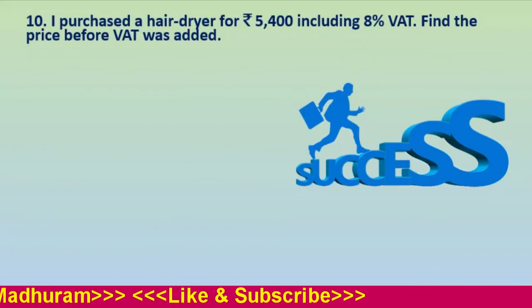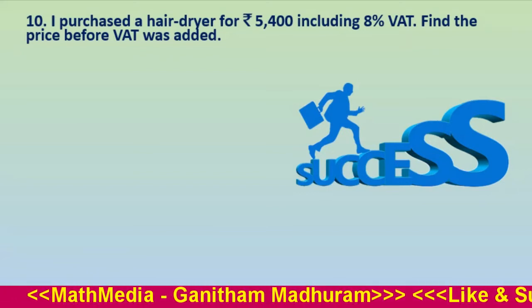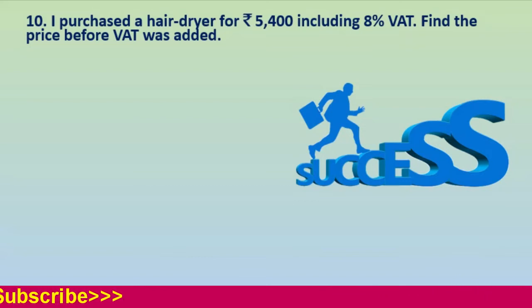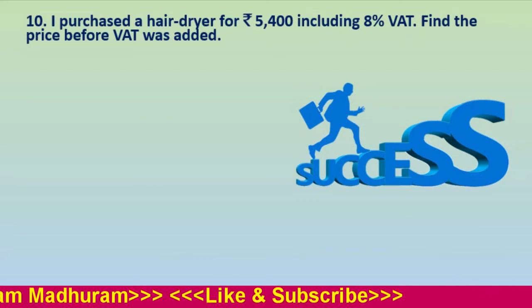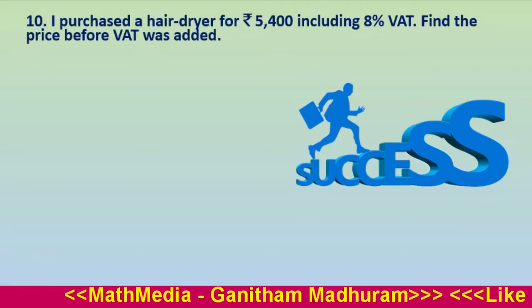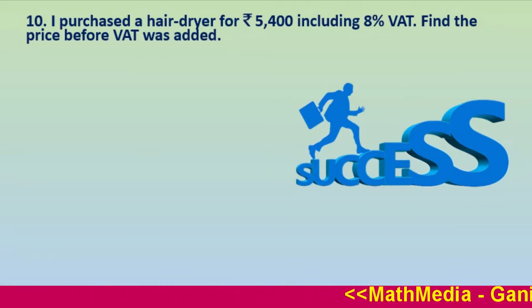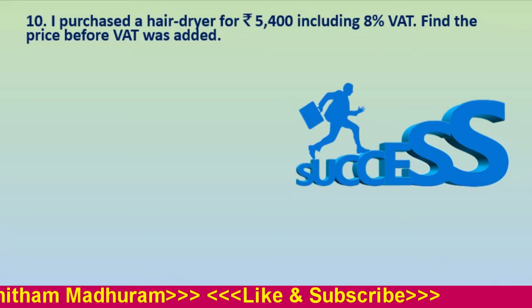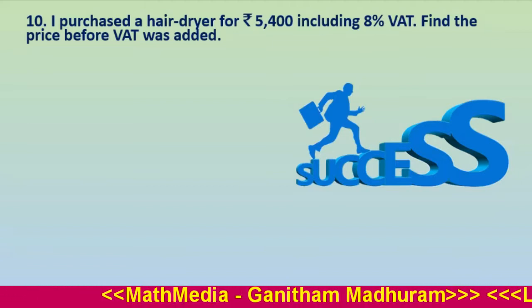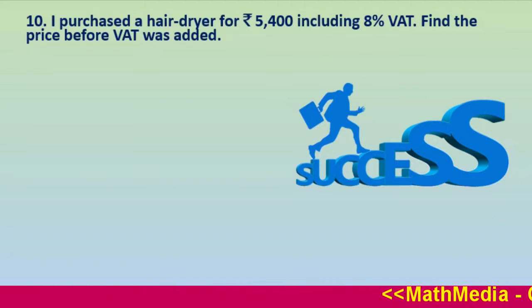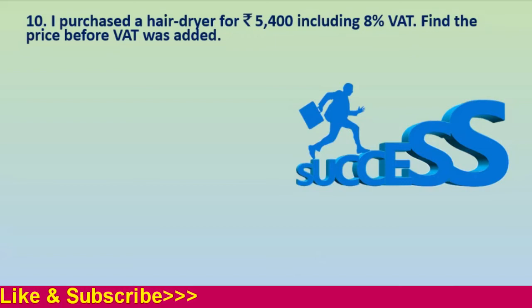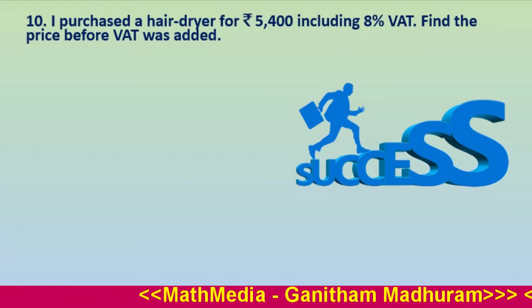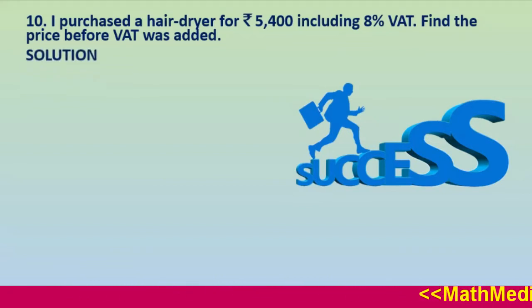Our next question: I purchased a hairdryer for rupees 5400 including 8% VAT. Find the price before VAT was added. I think the question is clear. Here the SP or the bill amount given is rupees 5400. Bill amount is always including VAT, which is a tax only. We can add it. Then only the bill amount is given along with the tax. So we can go with the solution.